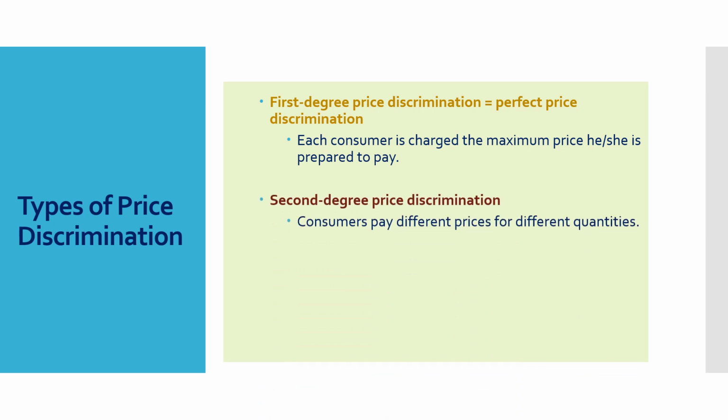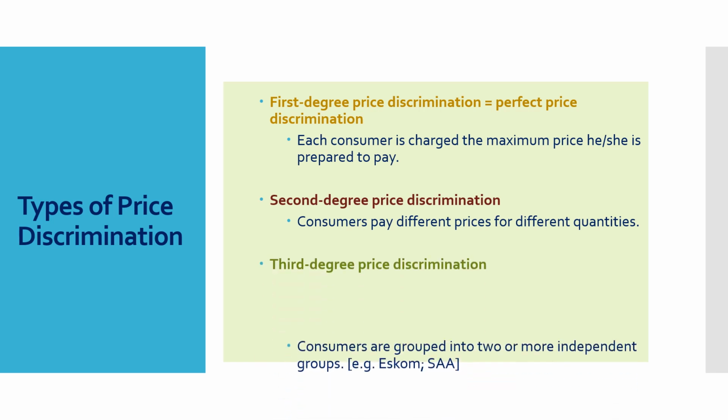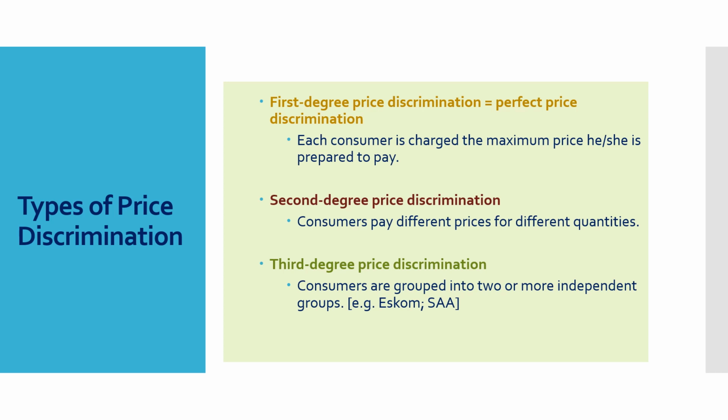Second degree price discrimination, consumers pay different prices for different quantities. You should be familiar with that. We see this in stores all the time. And then the last one, third degree price discrimination. Consumers are grouped into one or more independent groups. For example, Eskom. Businesses pay different rates to households.